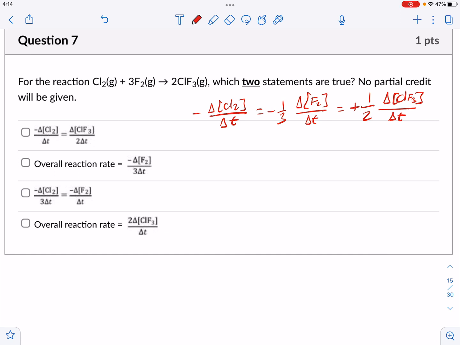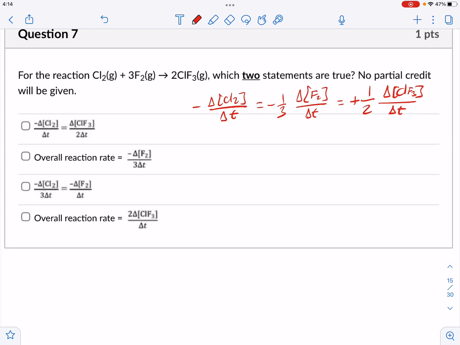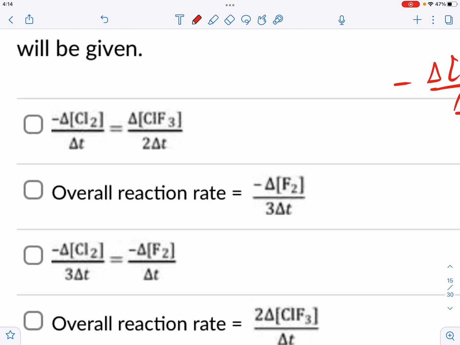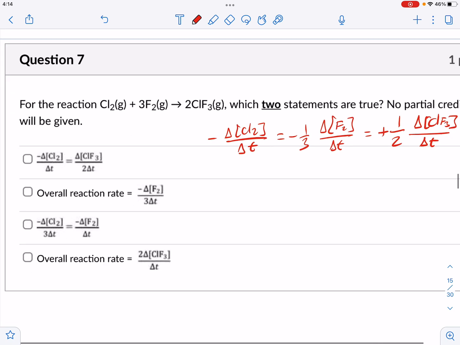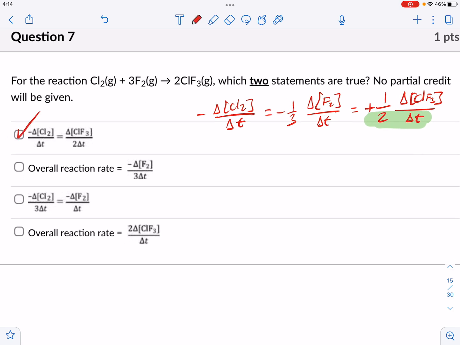Now we can look at what we have here. We are looking for two statements that are true. In the first one, we have the negative change in concentration of Cl2 over time equal to positive, and if there is no negative sign, you assume that it's positive, delta ClF3 divided by 2 delta t. This is pretty much what you have here, so those two are equivalent. This is a correct statement, matching correctly what's going on.